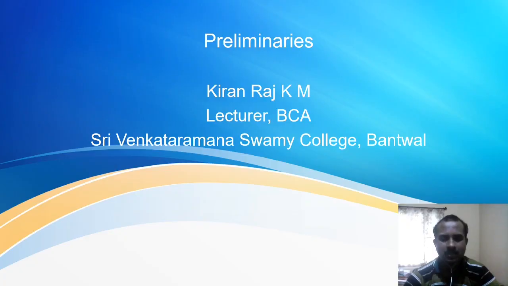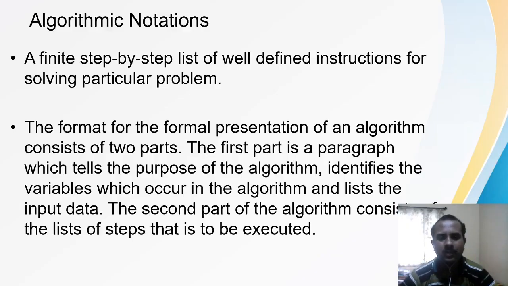Now let us see the preliminaries of the data structure. Let us go for the algorithmic notations. So before going to the algorithm notation, let us see what is algorithm. Algorithm is a finite step-by-step list of well-defined instructions for solving a particular problem. I have mentioned here finite. Why finite? Because you should be able to calculate the number of steps used for solving the particular problem. You should be able to know how many steps you are going to have.